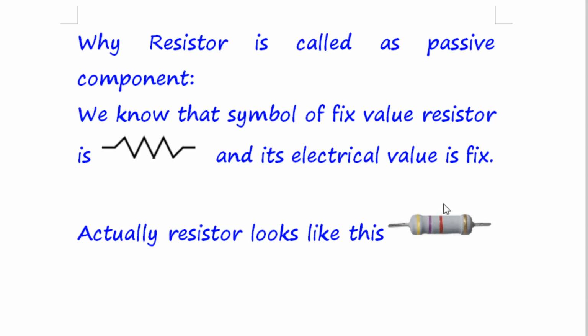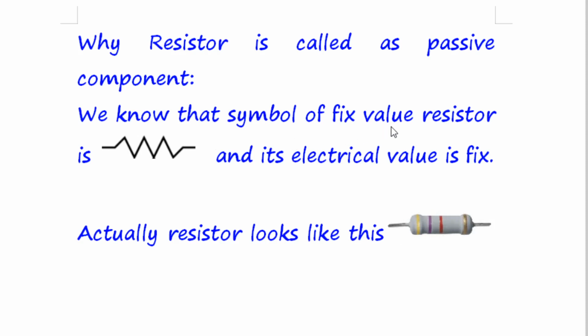In the electronics lab, you know that the resistor symbol is like this. The symbol of a resistor is like this, and actually a resistor looks like this here. There are different color bands. Here it is yellow, then violet, then red. And this band is called the tolerance band. It is golden. So it looks like this.